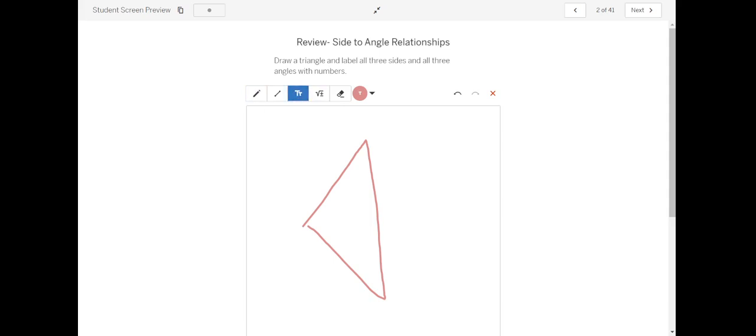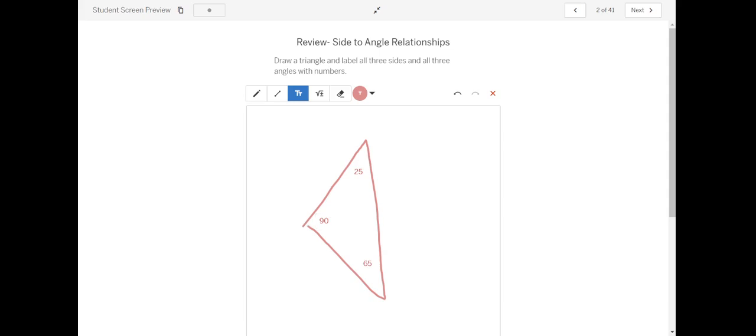Okay, for me, I prefer to start with angles. So this one looks like it's about 90, so we can consider it 90 if you want. These actually look like they're the same, but I'm going to do a little bit different. Let's call this one 25, and then this one over here would have to be 65.